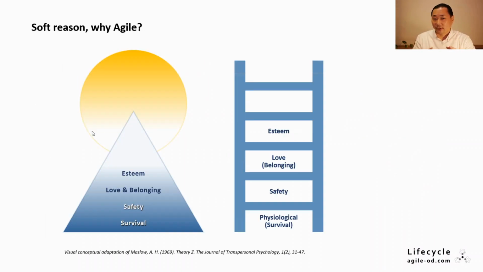There's one more soft reason, people reason, why I believe Agile is important. So I'm a behavioral coach, and my training was in positive psychology. And in positive psychology, we make heavy use of motivation theory. This is a visualized interpretation of Maslow's hierarchy of needs. According to Maslow, there are two higher order intrinsic motivations that propel us to do extraordinary things.